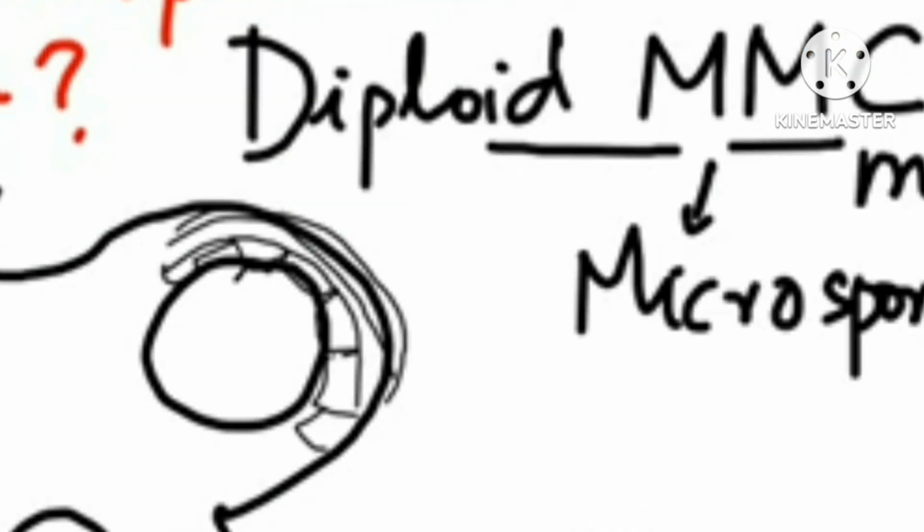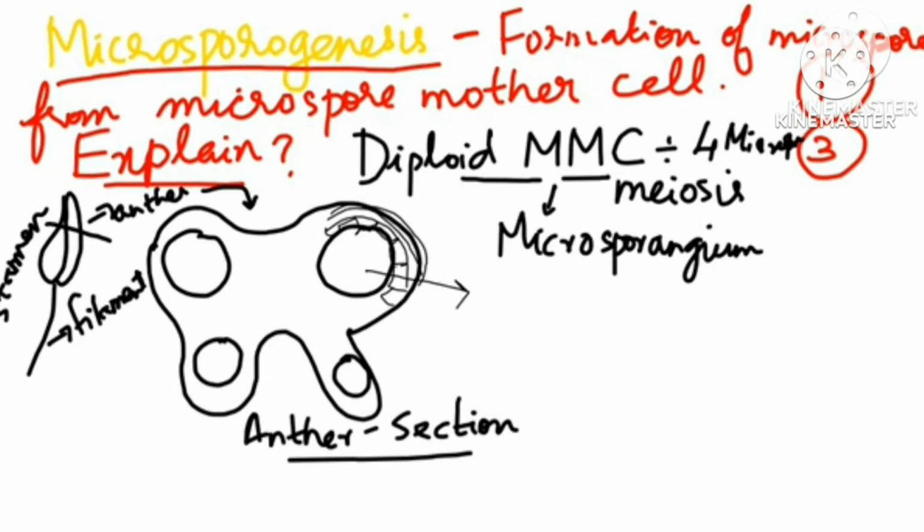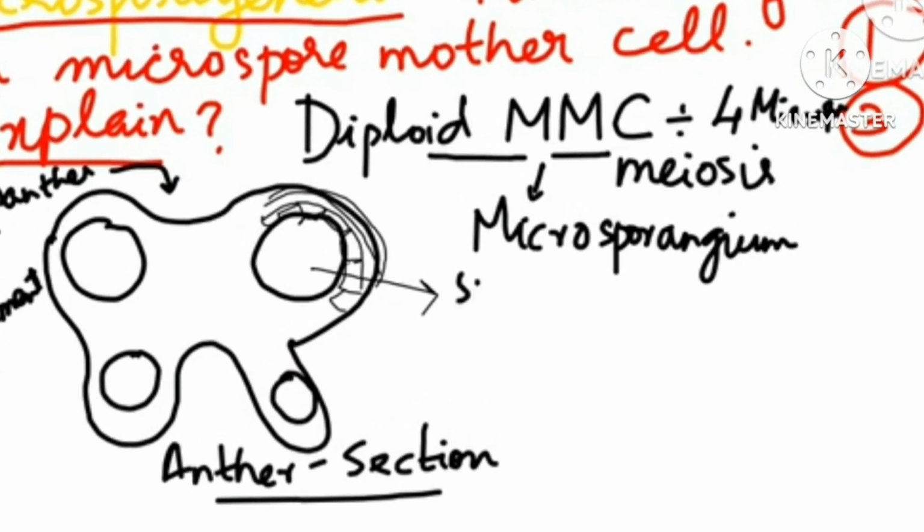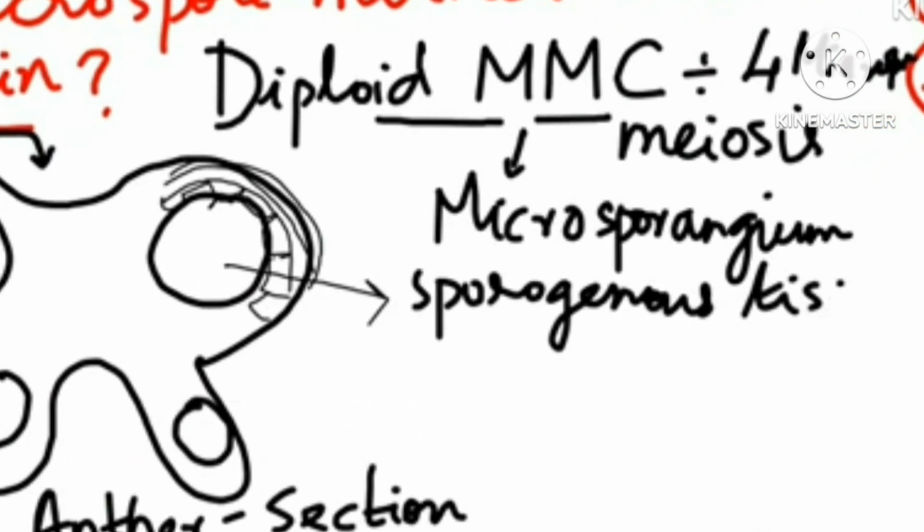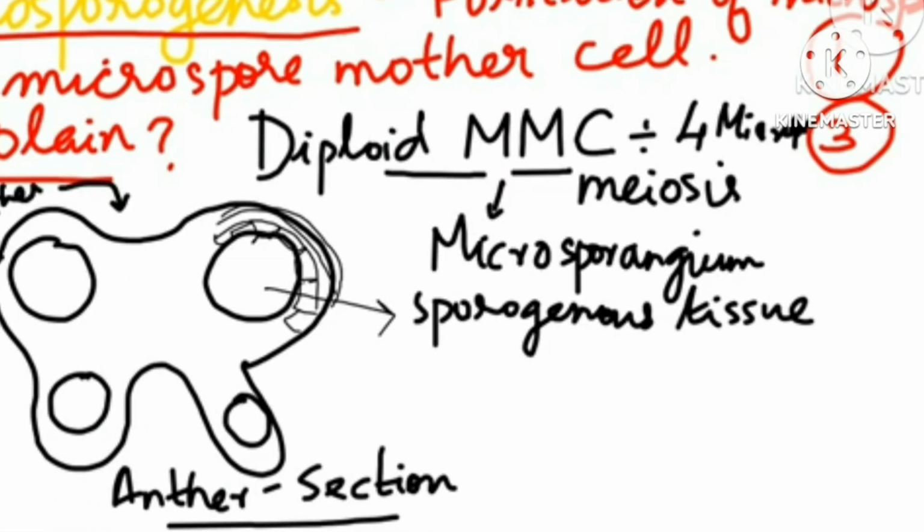If the anther is young, there is a tissue inside the microsporangium. That tissue is also diploid. What is the name of that tissue? Yes, correct. It is called sporogenous tissue. Sporogenous tissue is diploid. The anther is also diploid, because angiosperms are all diploid, that's why.